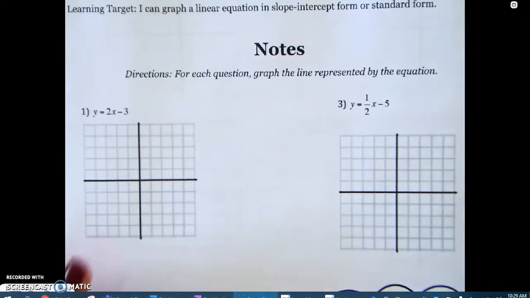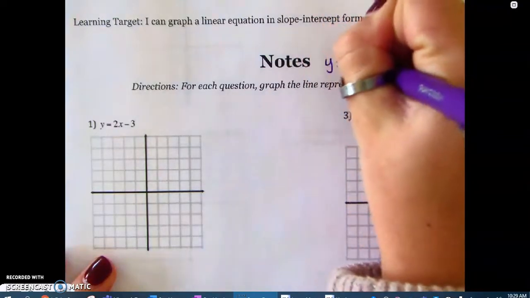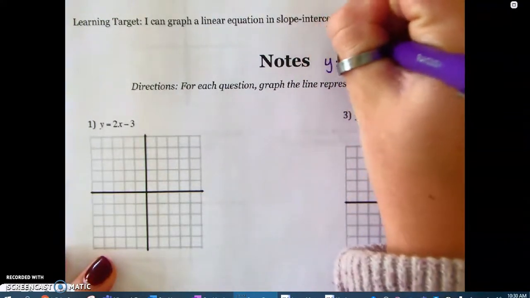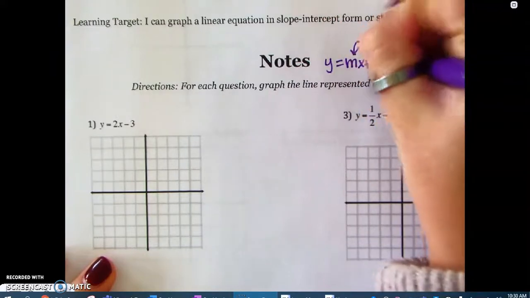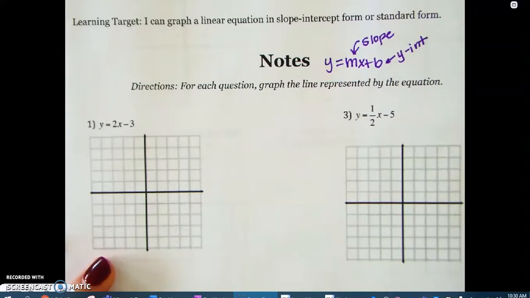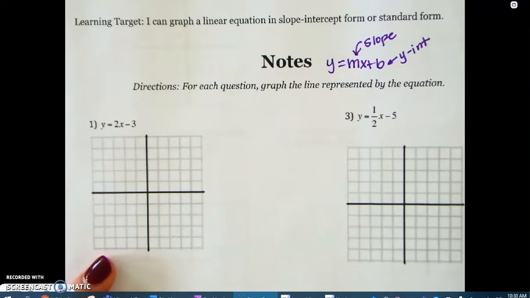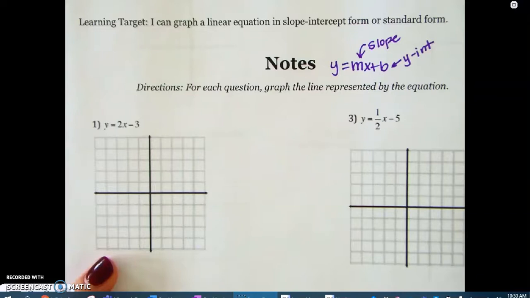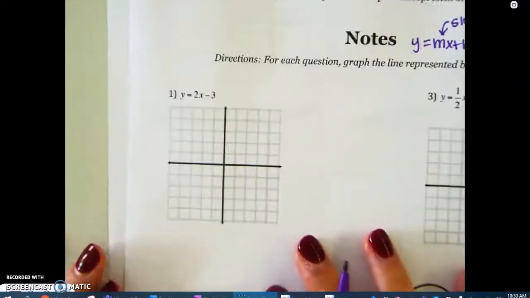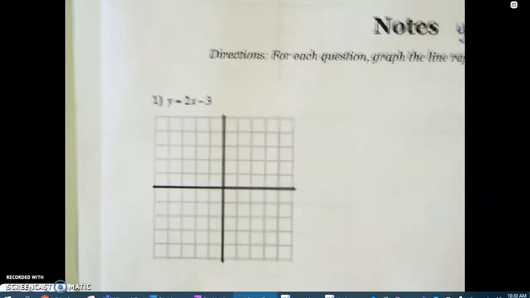So you know that the equation of a line is y equals mx plus b, where m is your slope and b is the y-intercept. So when you are graphing, you need both of those things to help you. So the first thing you want to look at, so say we look at number 1. The first thing you'll do is pick apart the equation.